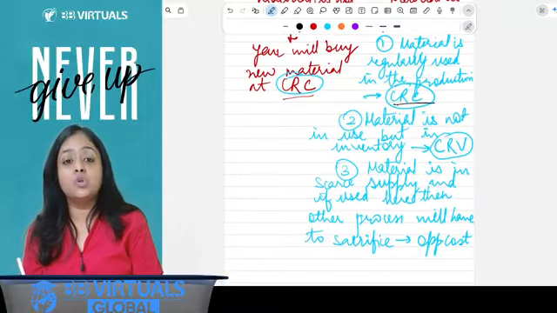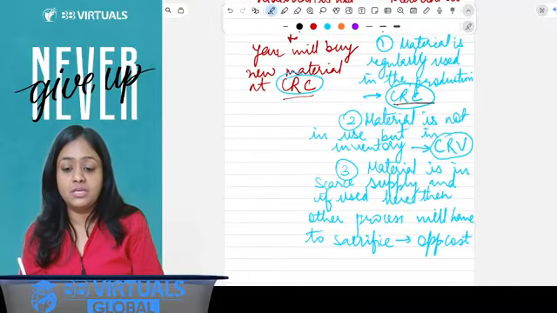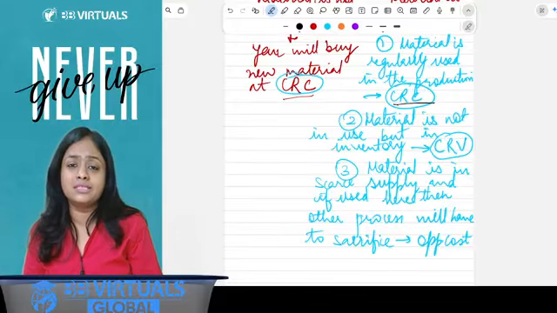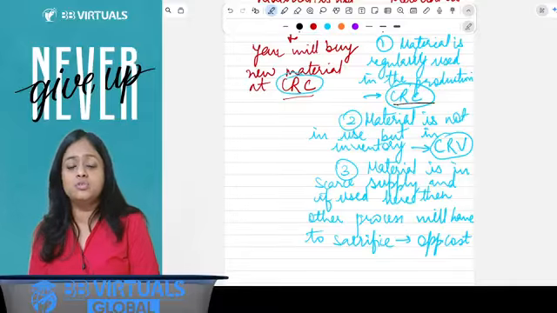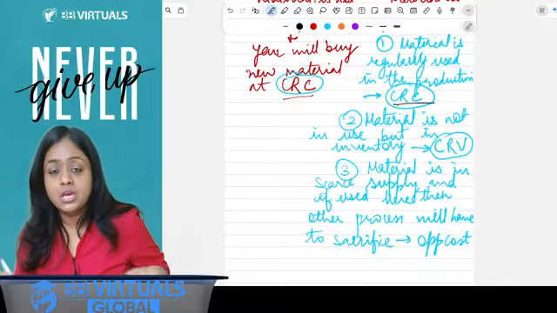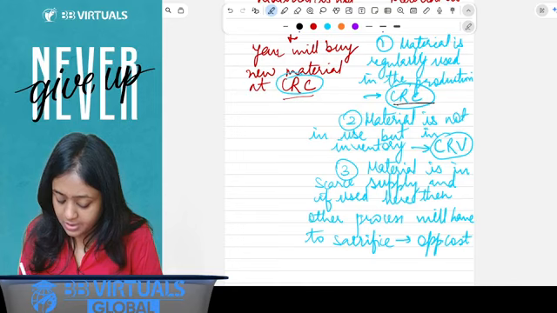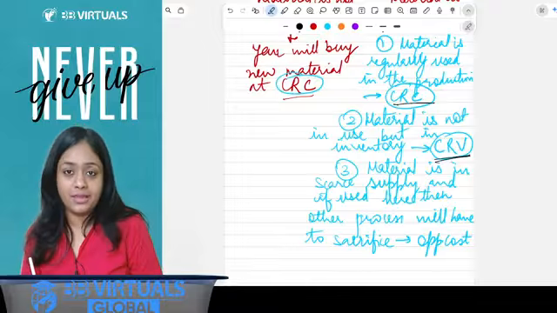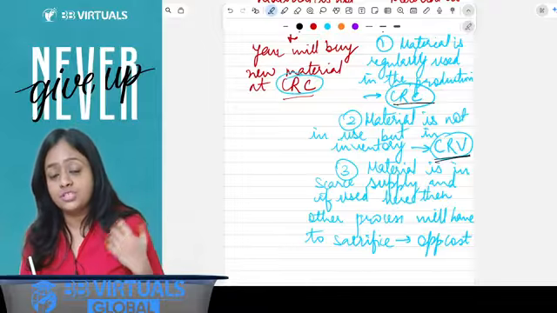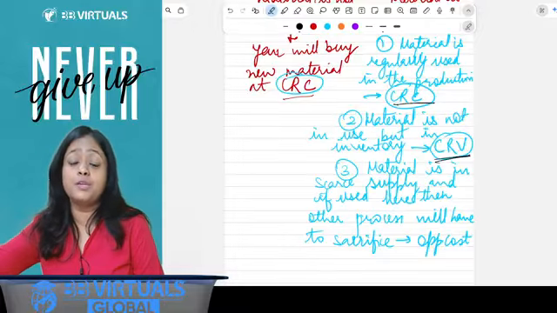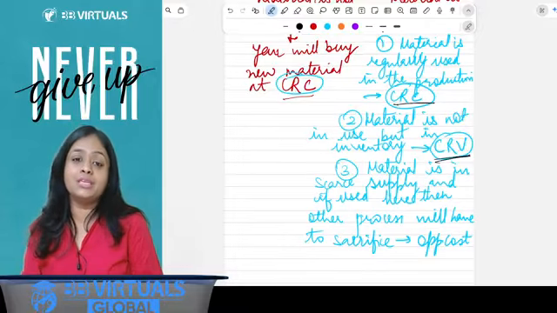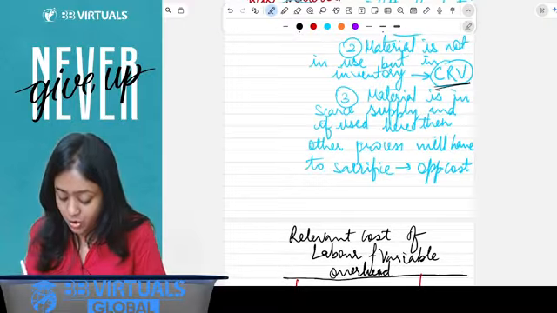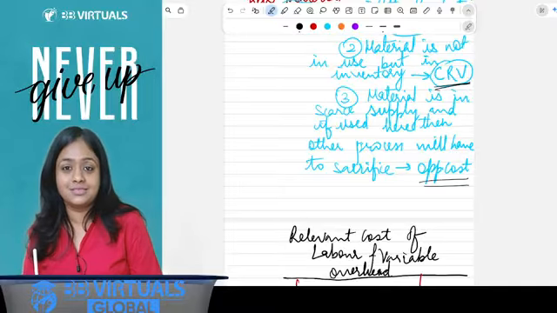When the material is not in use, and so is probably available to be resold, then the entity would like to resell it. So the relevant cost will be the current resale value. Third is when the material is in short supply and you have to shift the material from the other product to this product. So what is the entity losing? Contribution. So the relevant cost will be that lost contribution, or opportunity cost.